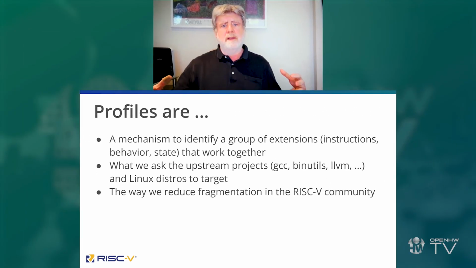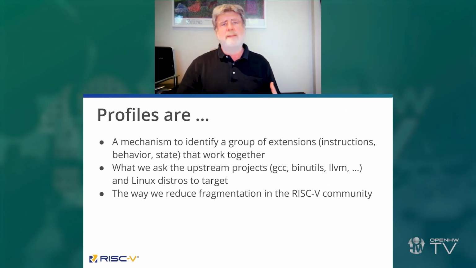So in our case, you'll have something, for example, for the things that we ratified in 2019, and they'll be grouped together. Why do we care? Because we ask the upstream projects, the compilers, the operating systems, to target these profiles and not target anything else. Otherwise, they would be asked by 100 people to do 100 different things. This is the way we reduce fragmentation in the RISC-V community.